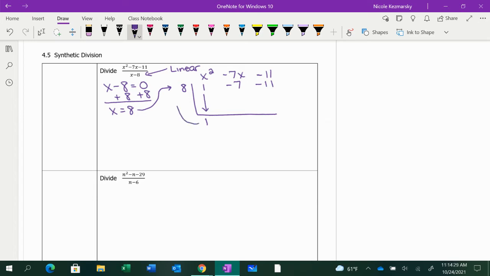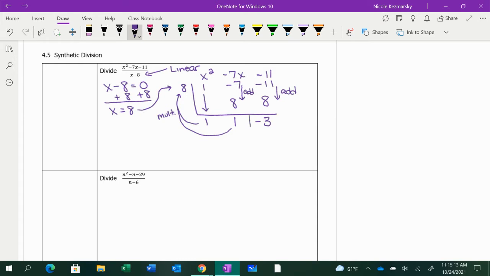Then we take the 1 and we multiply by the 8 and put that number in the next column. Then we take the negative 7 and the 8 and we add them together. So negative 7 plus 8 is 1. And then we repeat the process. We multiply the 1 times 8 and get 8. And then we add negative 11 plus 8, which is negative 3.